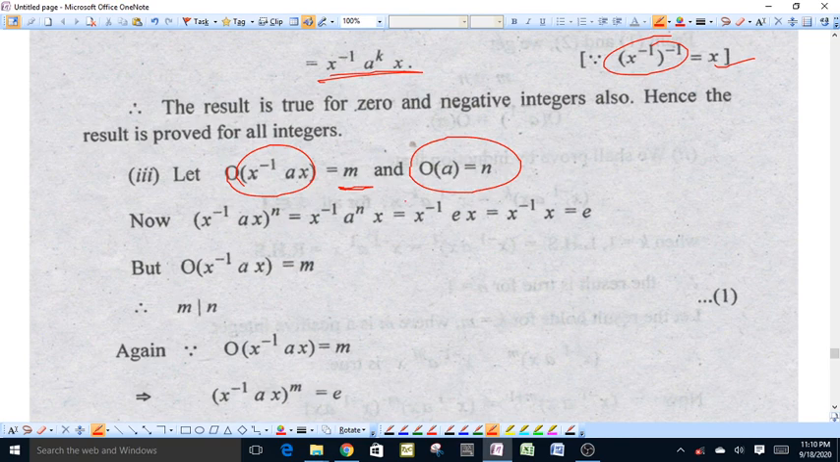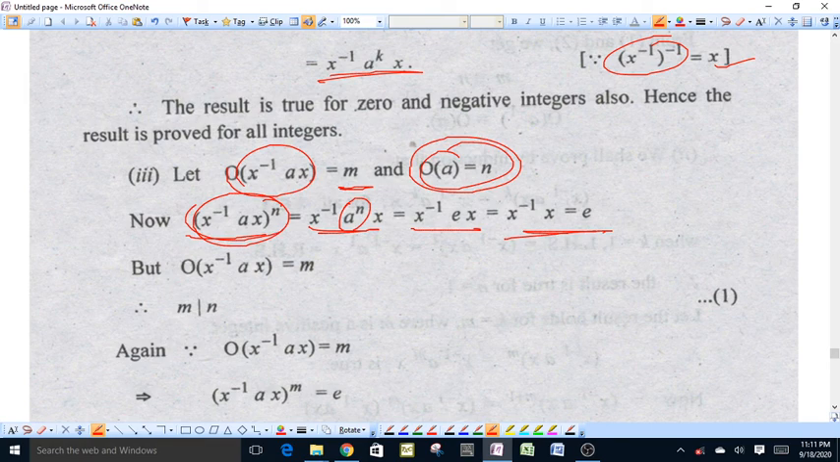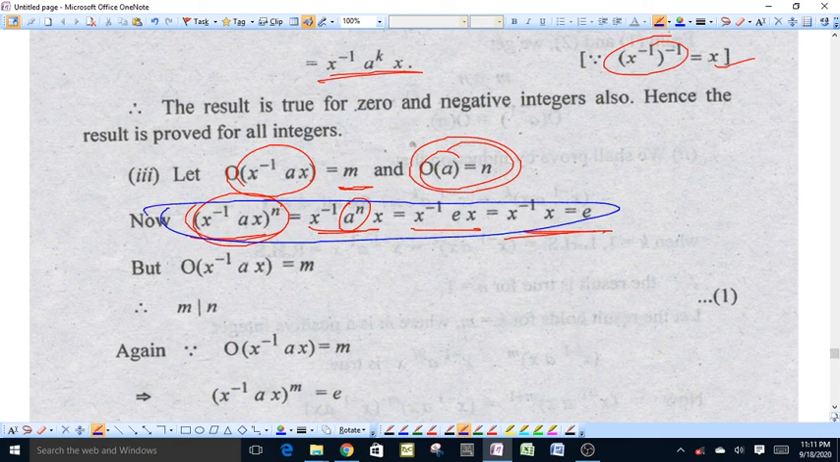Now, (x inverse A x) raised to power n will be equal to, according to the first property, x inverse A raised to power n x, because the order of A is equal to n, then A raised to power n will be equal to E. This will be equal to x inverse E x, and E x is equal to x, x inverse x is equal to E. So (x inverse A x) raised to power n is equal to E. But the order of x inverse A x is equal to m, this means m divides n, first equation.